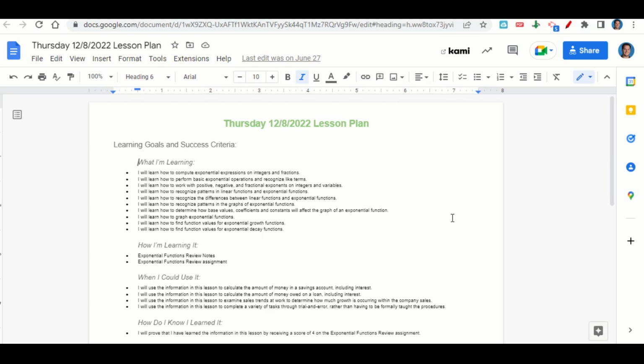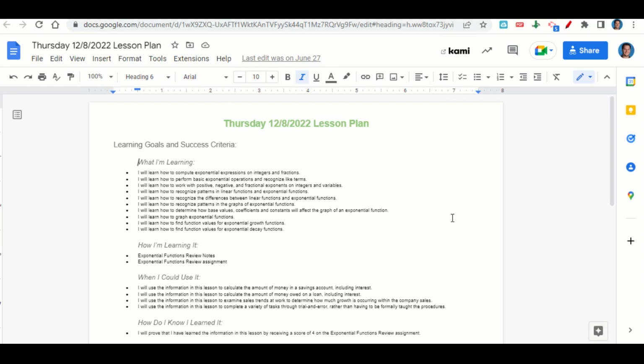We're also learning to recognize patterns in the graphs of exponential functions, to determine how base values, coefficients, and constants will affect the graph of an exponential function, to learn how to graph exponential functions, and to learn how to find function values for exponential growth functions and function values for exponential decay functions. How are we learning it?